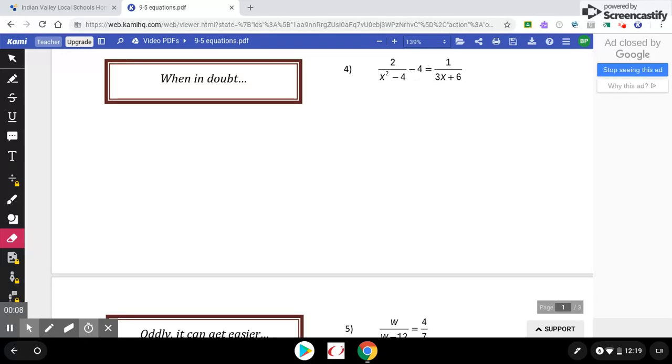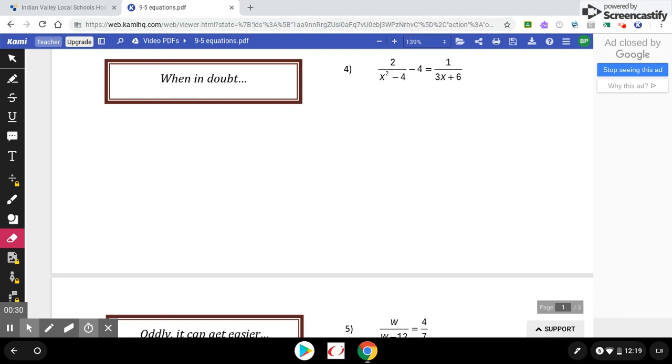All right, so guys, do you recall way back when we first learned factoring, how I told you that factoring was going to haunt you over and over again the rest of the year? Well, welcome back to factoring. Notice the when in doubt. So I hope it would occur to you, look, there's an x squared minus 4x squared. We typically factor something like that. 3x plus 6. Is there a greatest common factor there?